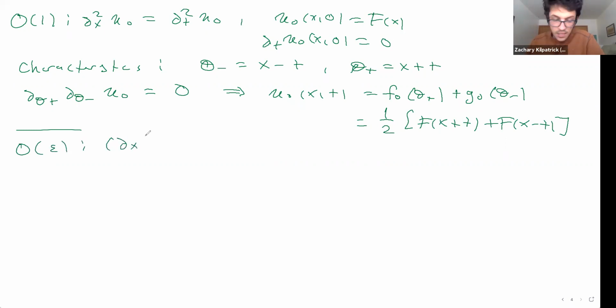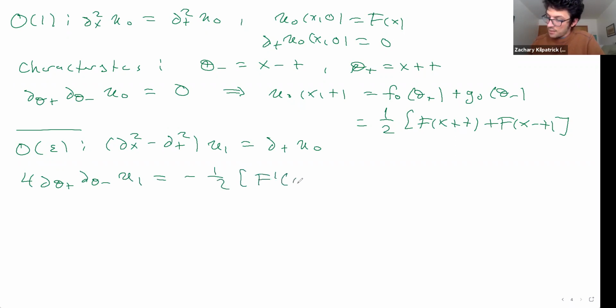But now let's say we have dx squared minus dt squared u1 is equal to dt u0 at order epsilon. Then we have 4 d theta plus d theta minus u1 is equal to minus a half f prime of theta minus f prime of theta plus, right? Just plugged in u0 here. Use the definition of my characteristics.